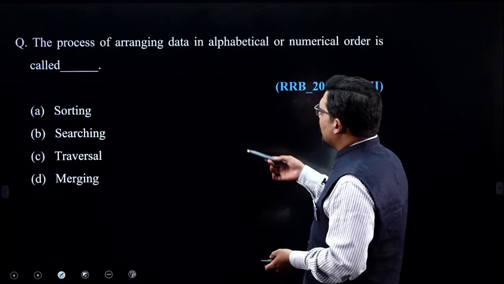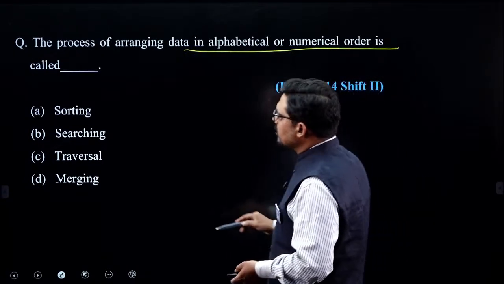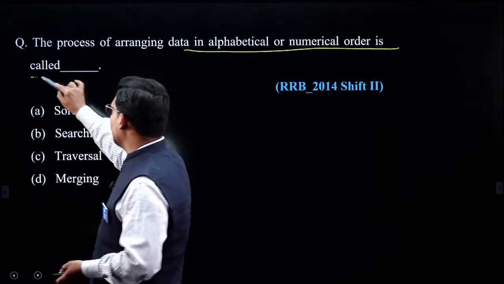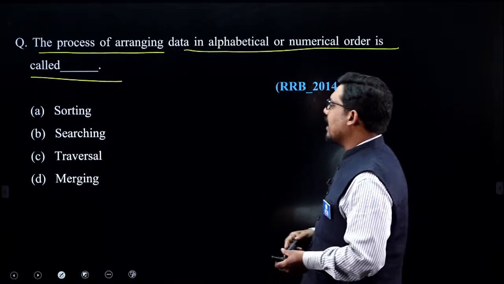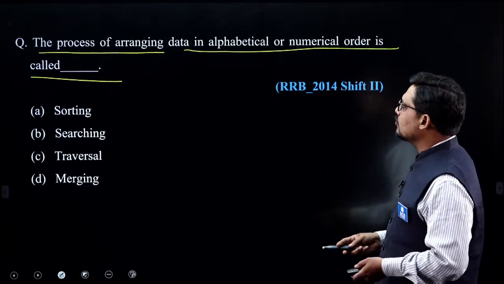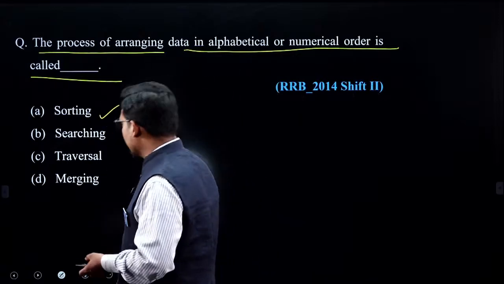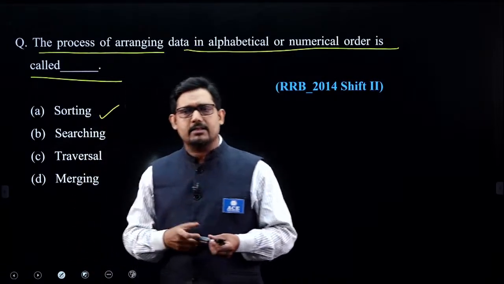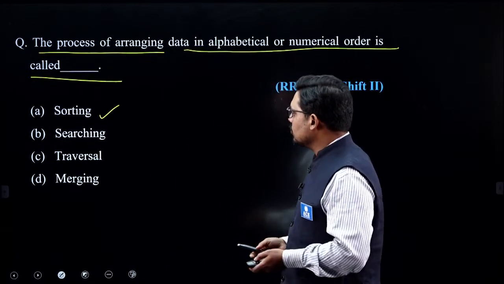Look at this particular part. The process of arranging data in alphabetical or numerical order is called. So this process, where we arrange the elements in alphabetical order or by numeric value, is called here, in this case, sorting, searching, traversal or merging. So the answer is that the mechanism of ordering the elements is called sorting.